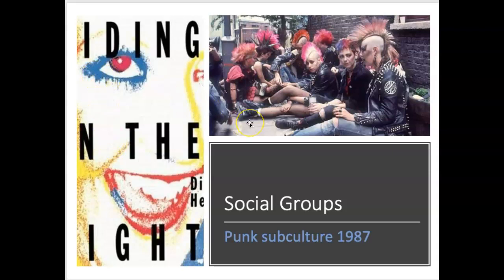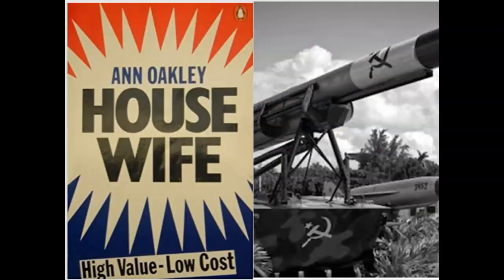Another form of case study that you can do is to look at social groups. This is a fascinating study. It's called Hiding in the Light, by a very famous cultural theorist and sociologist called Dick Hebdige. And he wrote this book based on his study of punks in the mid to late 1980s in the UK. So in this particular case, he lived with punks. He interviewed them. He got to understand the world from their point of view. So he's very interested in this idea of this subculture.